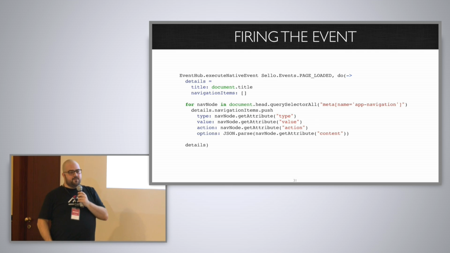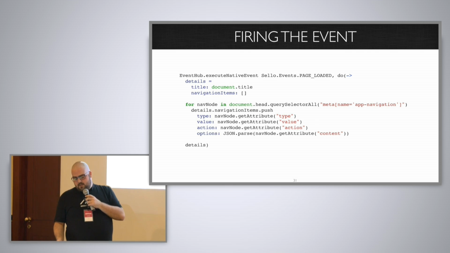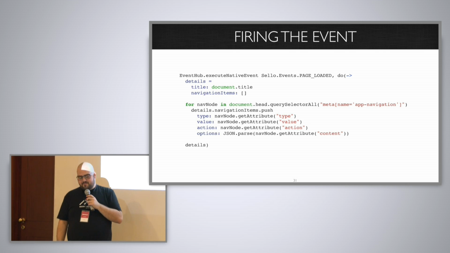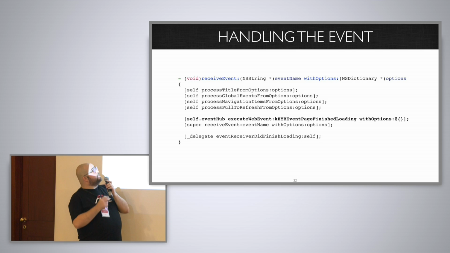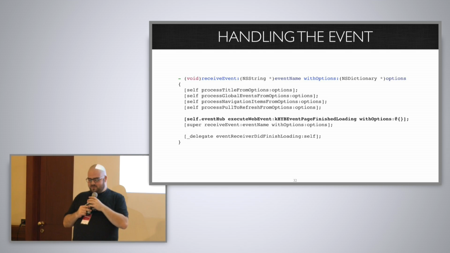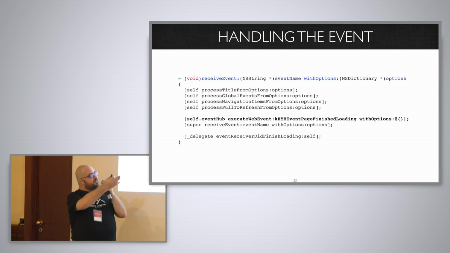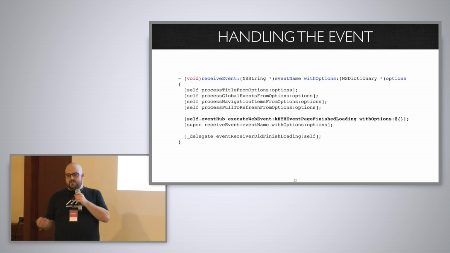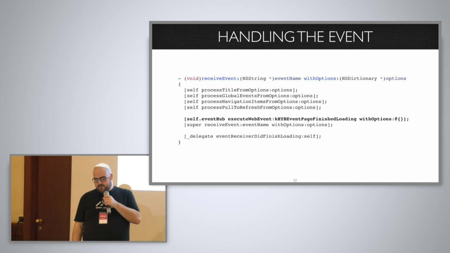Once the head section's rendered, you're good to do this, as long as you don't depend on anything that requires the DOM to be ready. And then handling the event is as easy as, you get back the options, we process the title, process global event. I didn't want to give pages and pages of code for how to do these things, but you can imagine you get a JSON object back, a dictionary, that has all of the properties you set, the title, anything you wanted to build from it.